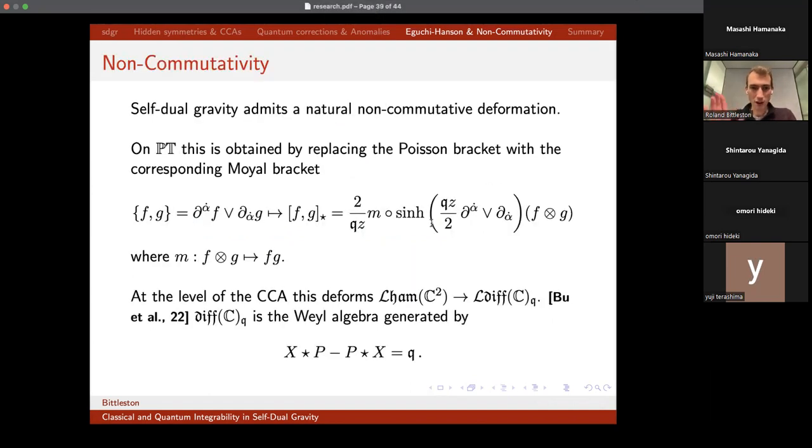Finally, I'm sorry I didn't get to this sooner because I know that there are members of the audience who are interested in non-commutativity. Self-dual gravity has a non-commutative deformation, which comes from replacing this Poisson bracket with a corresponding Moyal bracket. That has the effect, at the level of the celestial chiral algebra, of turning this Lie algebra of Hamiltonian vector fields into the Weyl algebra. It just quantizes it. So we get the loop algebra of the Weyl algebra. This was shown by Dave, his student Simon, and their collaborator Wei Bu.